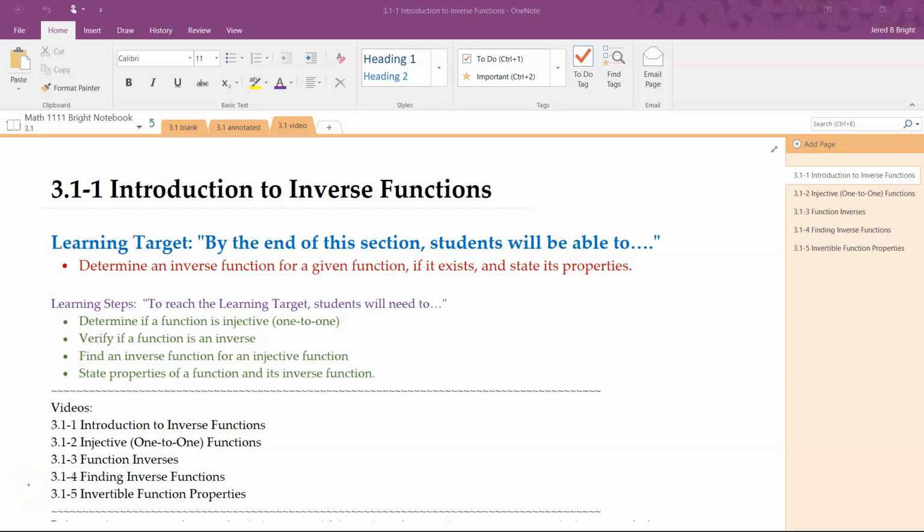Today we are going to learn about inverse functions, and you can see there's going to be 5 videos in this video series. Really, all we want to be able to do by the end is find the inverse function and, if it exists, state its properties. So there's a few things that we need to talk about: injective, and then there's some properties, cancellation laws we call them, and then some nice graphical and algebraic properties that go along with the inverse.